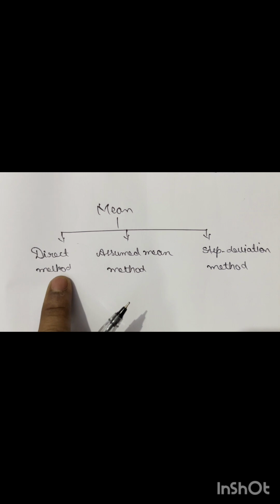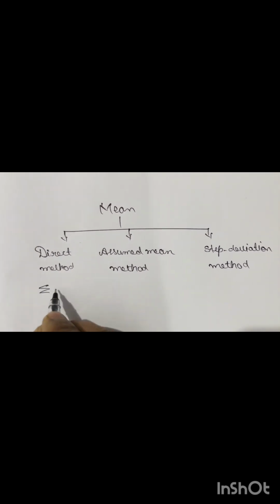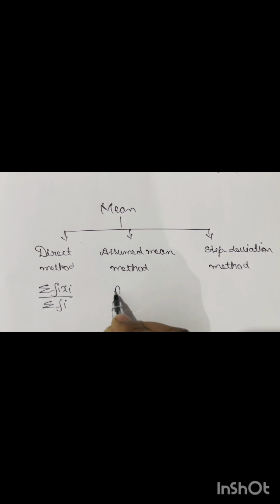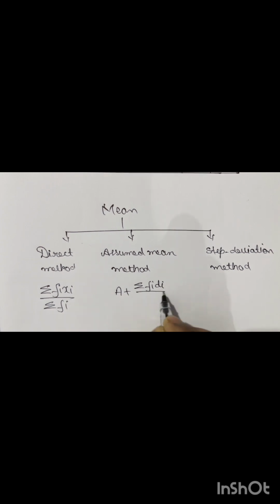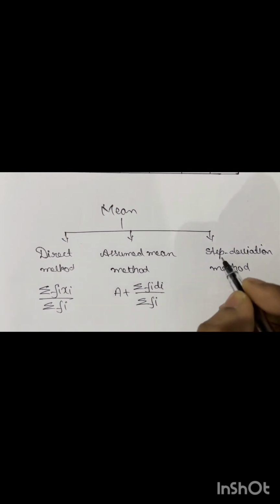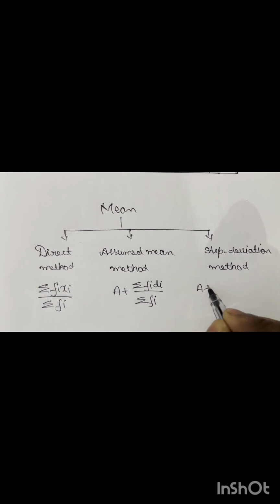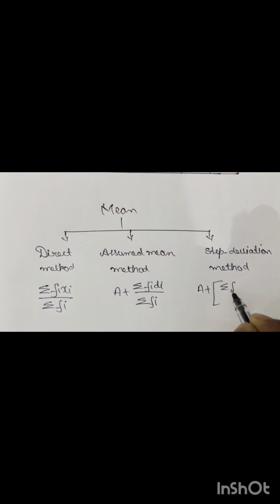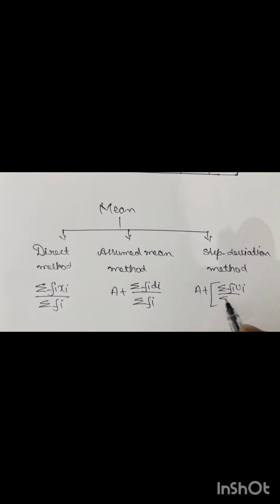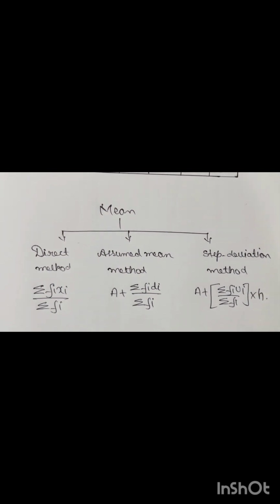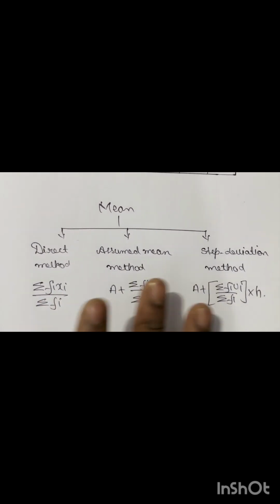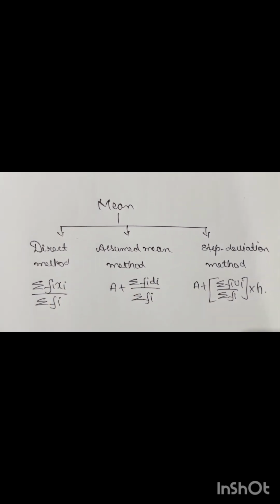The first one is the direct method, and the formula for the direct method is summation of fi xi by sigma fi. The formula for the assumed mean method is a plus summation of fi di by sigma fi, and the formula for the step deviation method is a plus summation of fi ui by sigma fi, whole multiplied by h. Okay, so I'm going to teach you how to solve the given problem with every method.